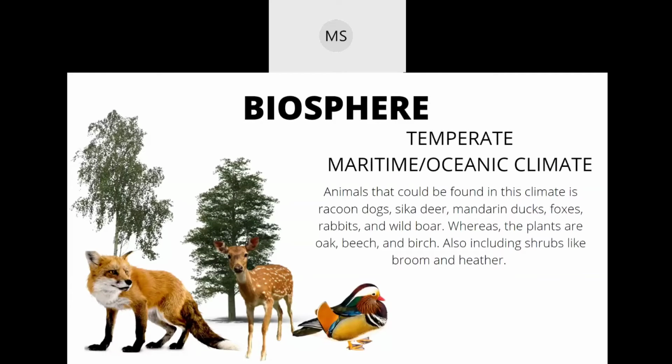The animals that can be found in this climate are raccoon, cicada, mandarin ducks, foxes, rabbit, and wild boar, whereas the plants are oak, beech, and birch, also including shrubs like broom and heather.